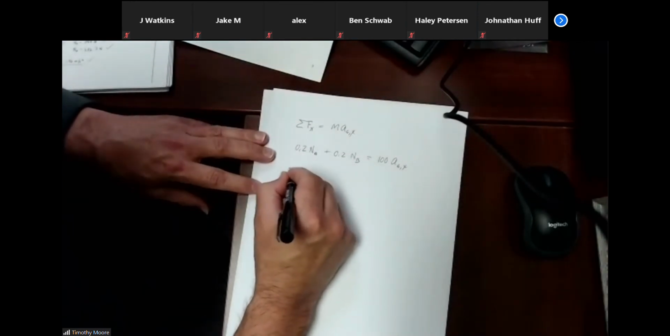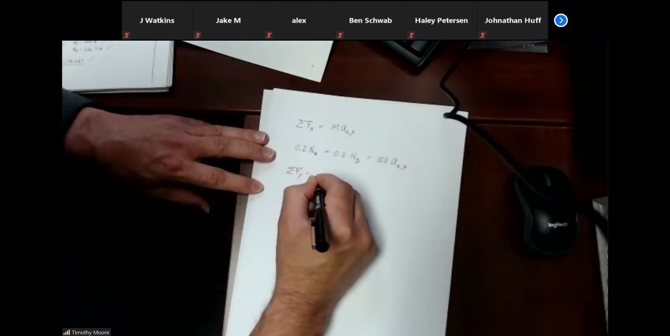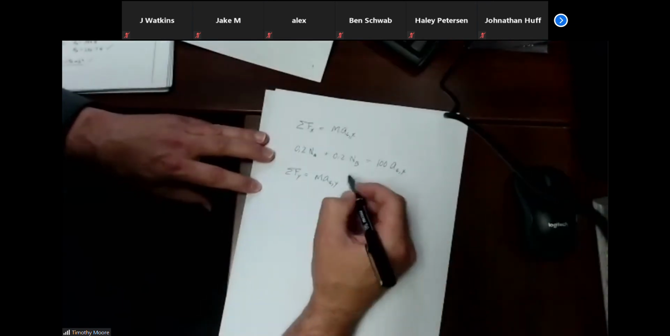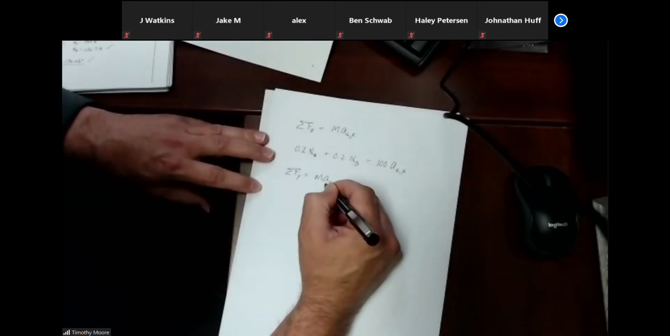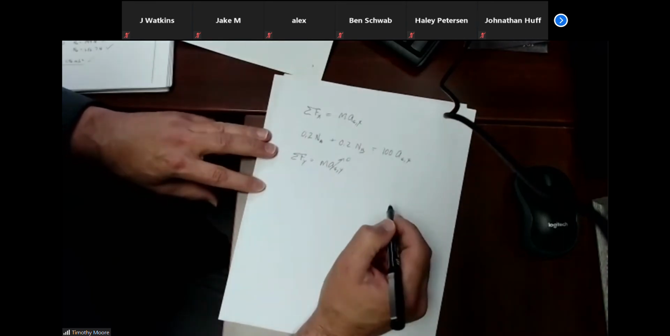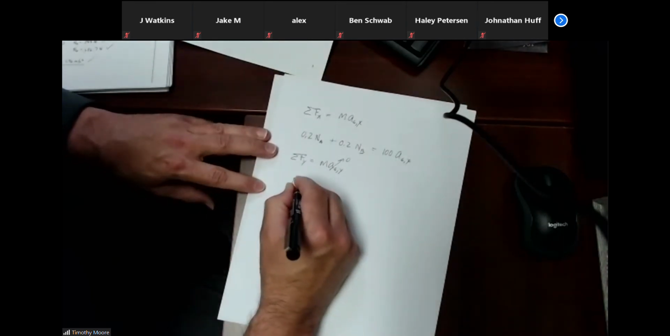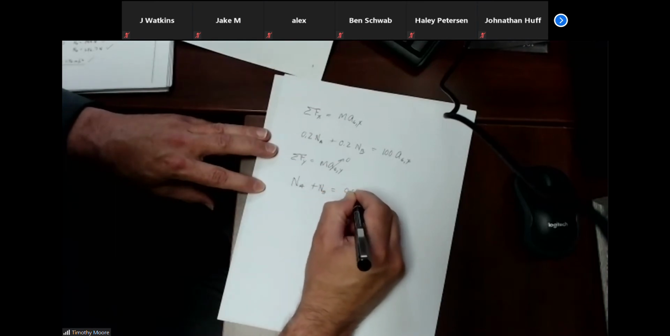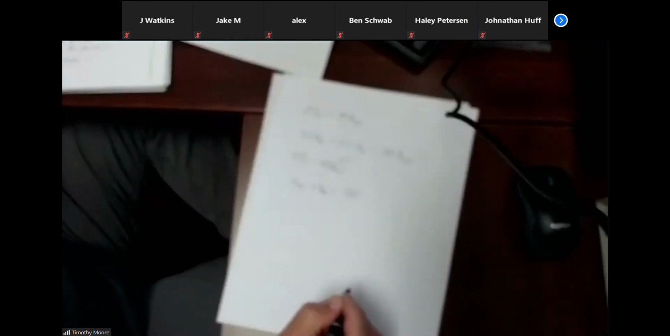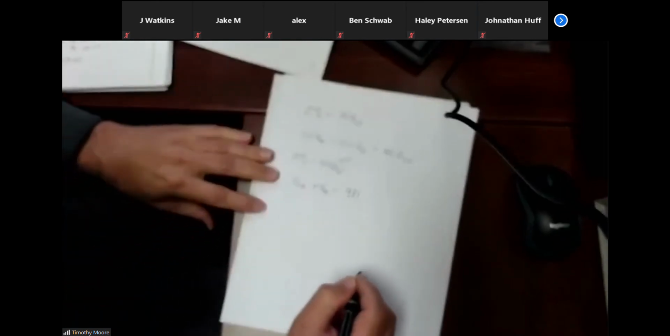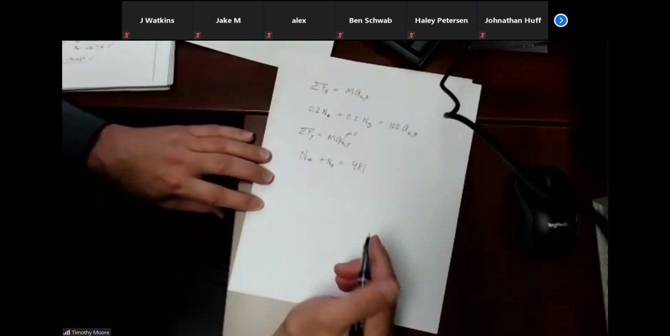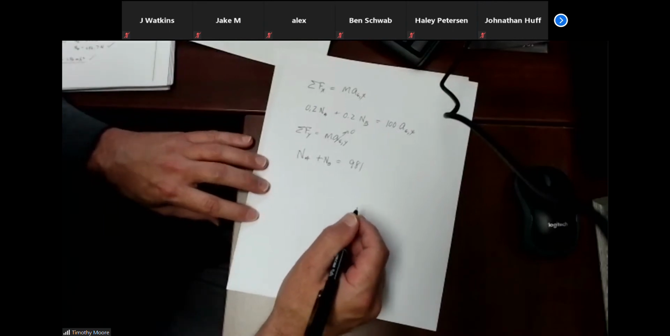So if we sum the forces in the y direction equal to the mass times acceleration of the center of mass in the y direction, there is no motion in the y direction, so this goes to 0. So we get that the normal force at A plus the normal force at B is equal to 981. One equation, two unknowns. So we need a third equation to help us out.